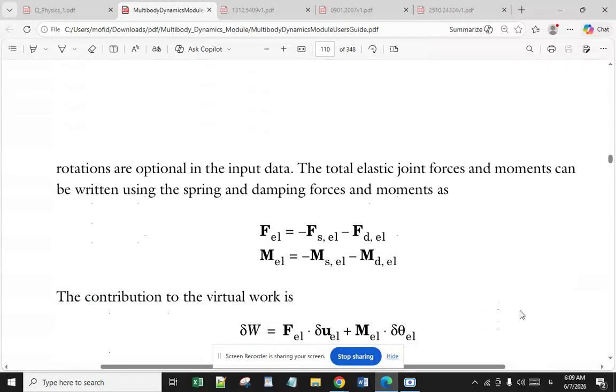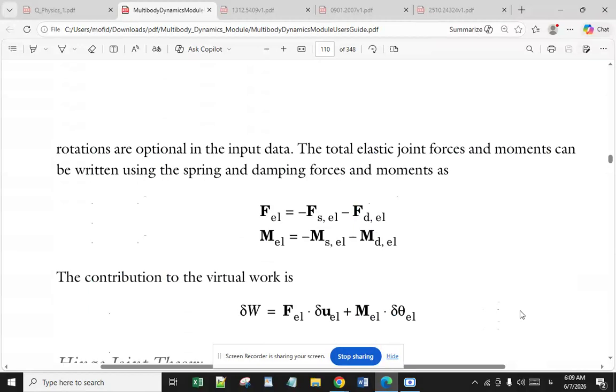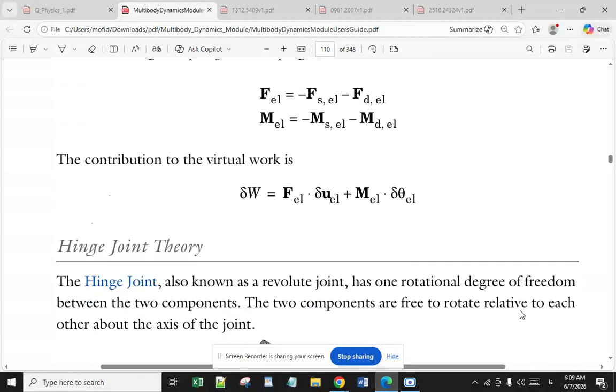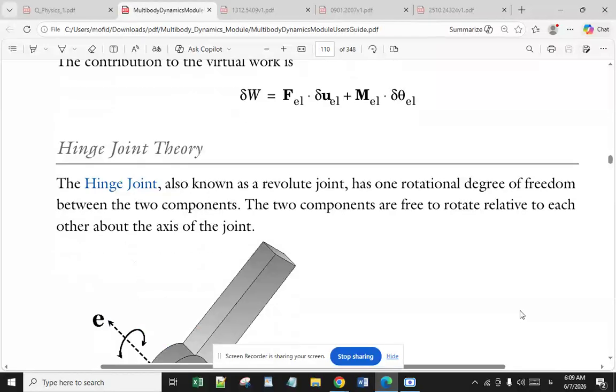The total elastic joint forces and moments can be written using the spring and damping forces and moments as follows. The contribution to the virtual work, delta W, is equal to F EL multiplied by delta U EL plus M EL multiplied by delta theta EL.